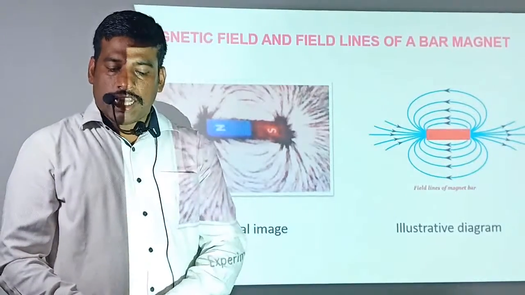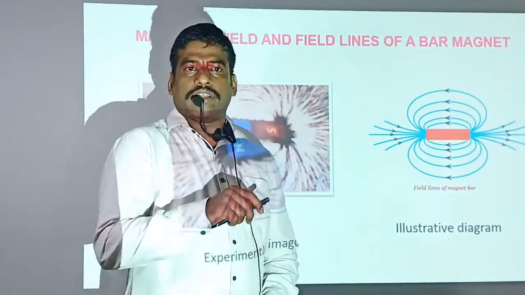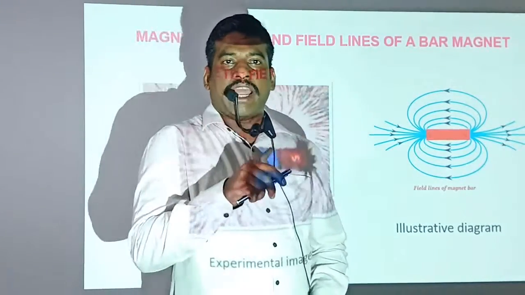Now let us study magnetic field lines, that is, how the magnetic force is exerted by the magnet in its surroundings.